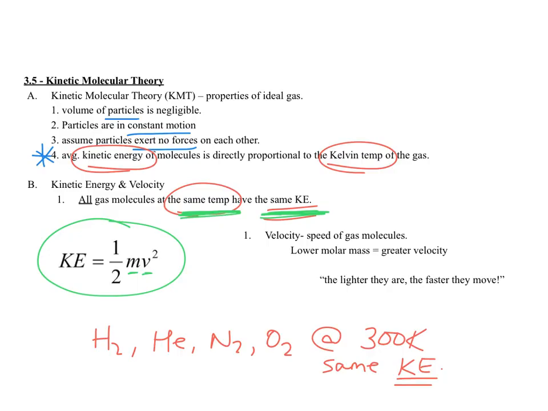However, velocity is a little bit different. If we're talking about how fast they're moving, lighter molecules are going to move faster at the same temperature, because if they have the same energy but lower mass, that velocity number is going to increase to get that same kinetic energy. It's easier to move things that are lighter, so you need to remember those two things. Lower molar mass means greater velocity, but also if they're at the same temperature, then their kinetic energy is the same.